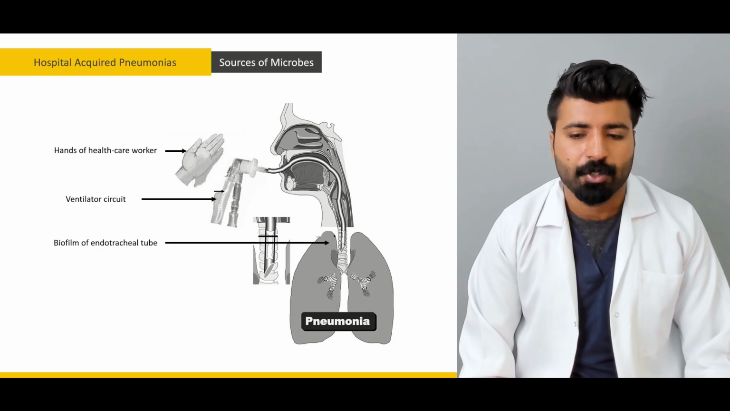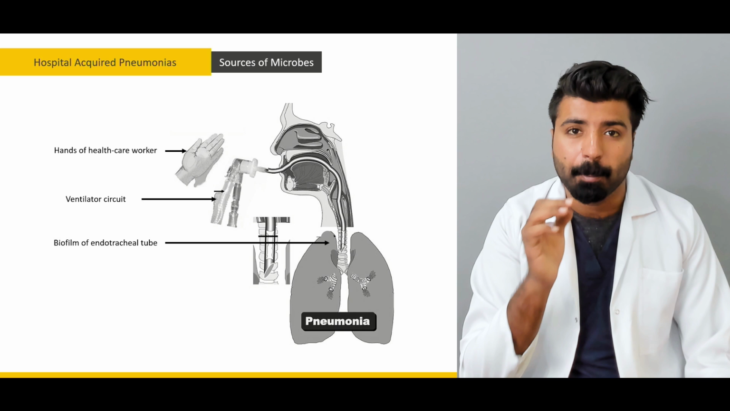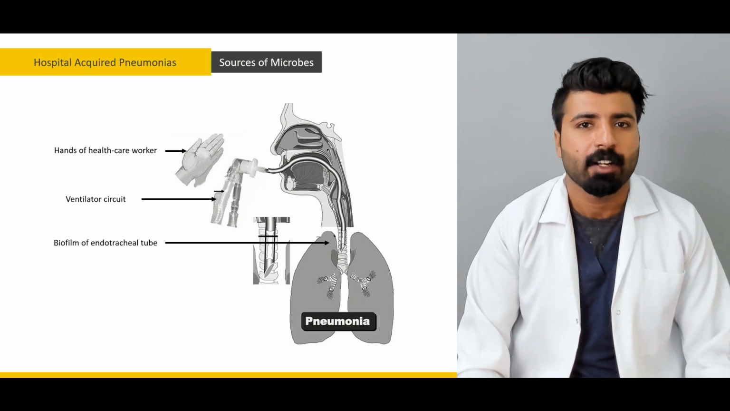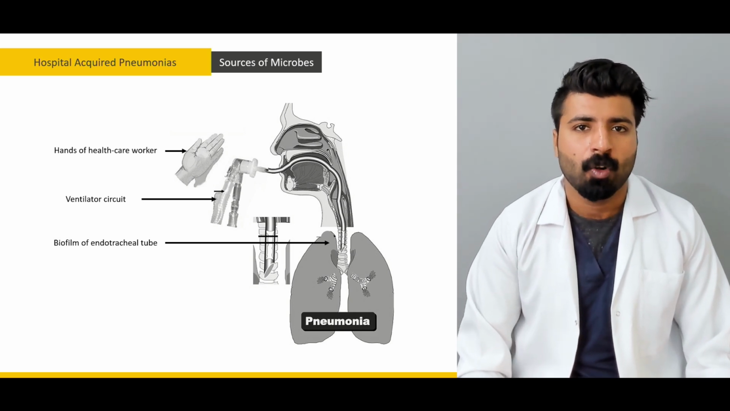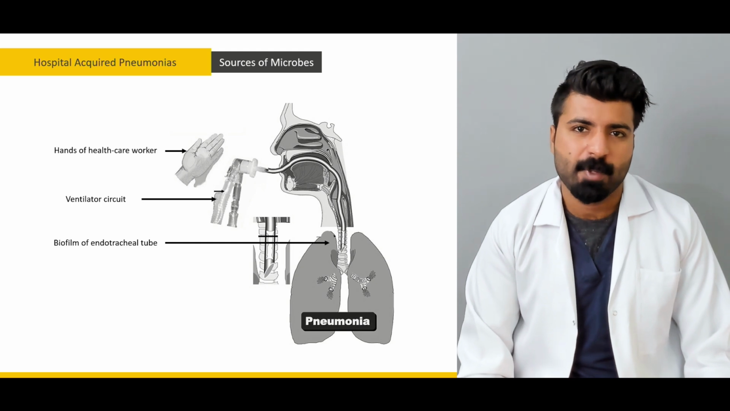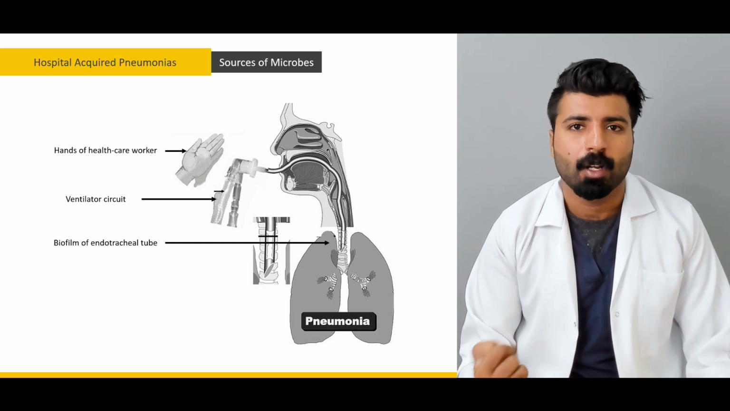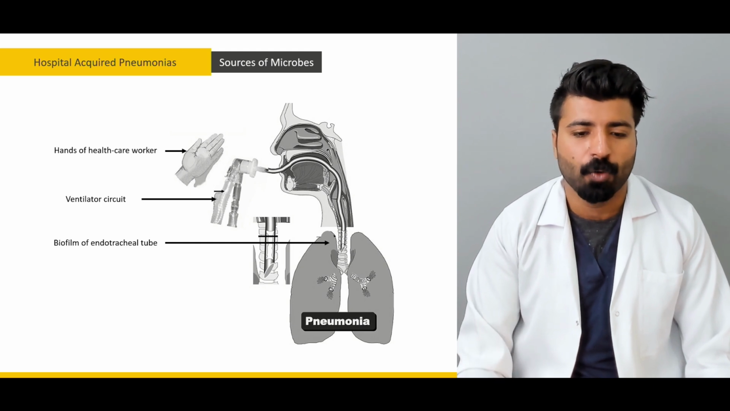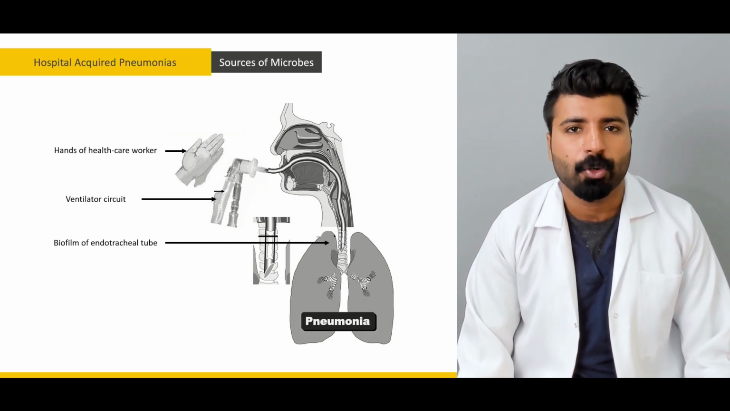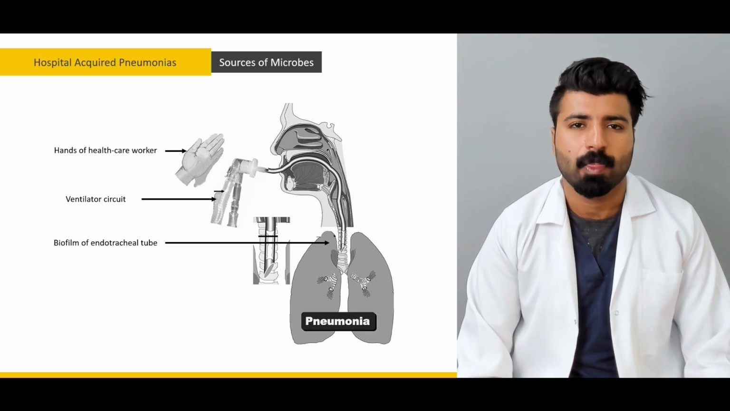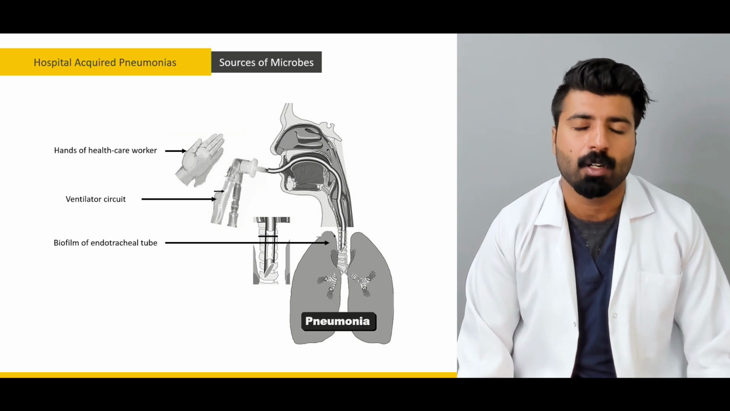Biofilm of endotracheal tube. An endotracheal tube can be the basic reason for getting pneumonia, because not all of them are sanitized enough. Maybe some of them have spores on them. Maybe some of them have viruses on them. And if you go for endotracheal intubation, it is going to cause hospital-acquired pneumonia, which we also call nosocomial pneumonia.